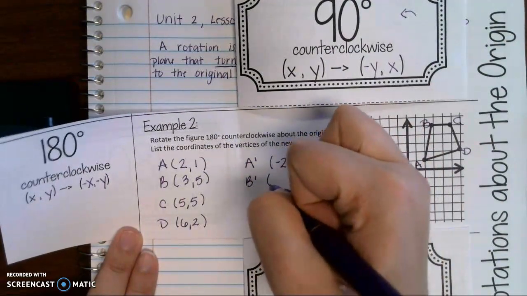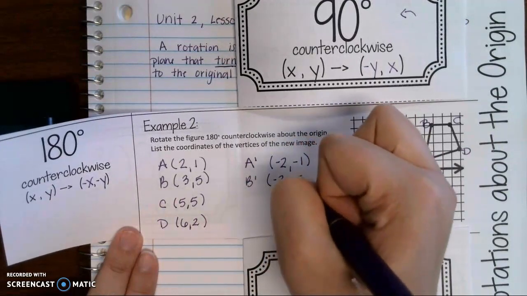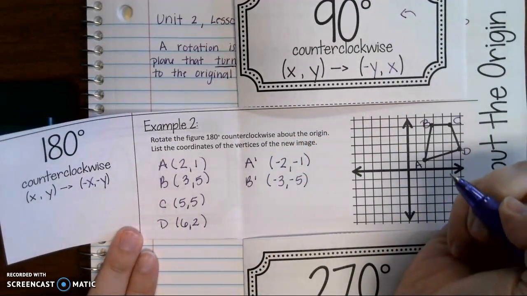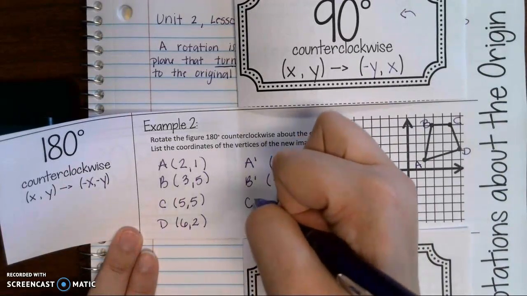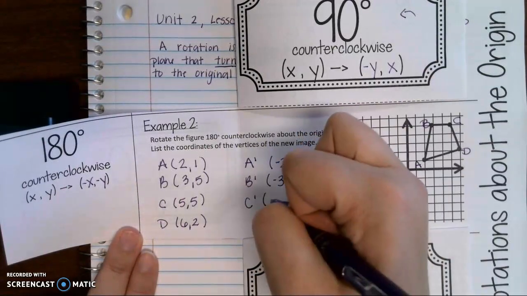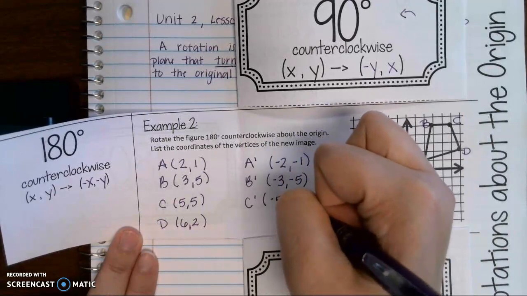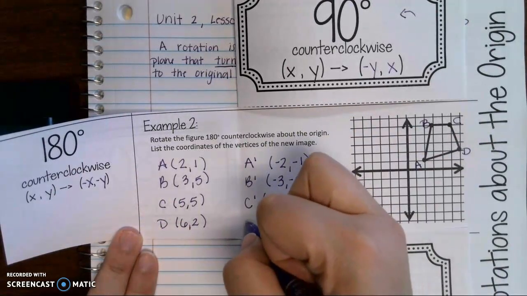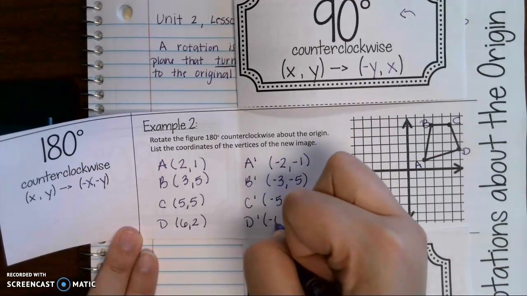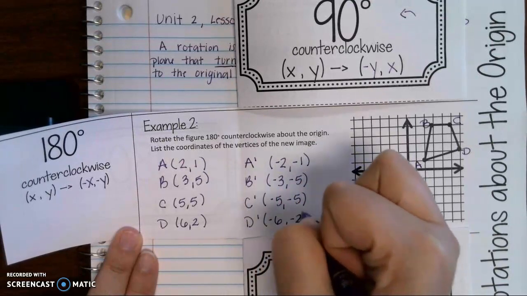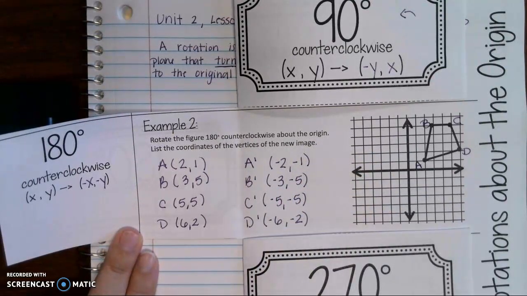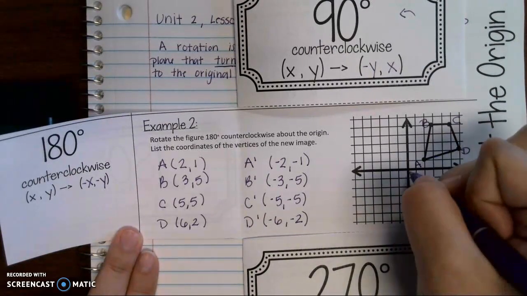B prime is going to be at -3, -5. C prime is going to be at -5, -5. And D prime is going to be at -6, -2. They're all just changing to the opposite. They're staying in the exact same order, just changing to the opposite. So I'm going to go ahead and graph that.